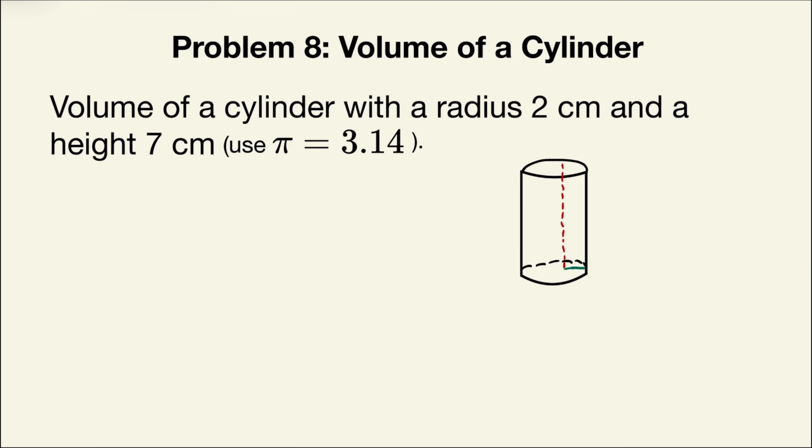Problem 8. Here we have to find the volume of a cylinder with a radius of 2 centimeters and a height of 7 centimeters. And we have to use pi equals 3.14. So first of all, we are given that the radius is 2 centimeters. So let's go ahead and label that. And so we have our radius right here. And let's label that as 2 centimeters. And we're also given the height of 7 centimeters. Our height here on the cylinder is here. And we'll place 7 centimeters.